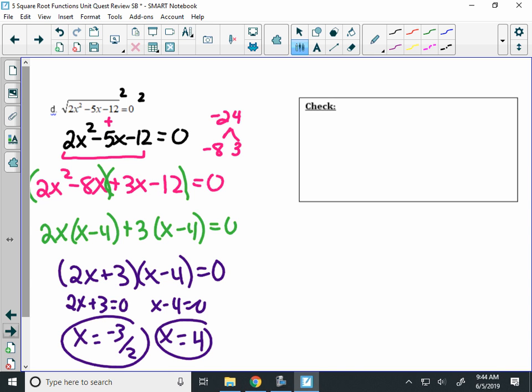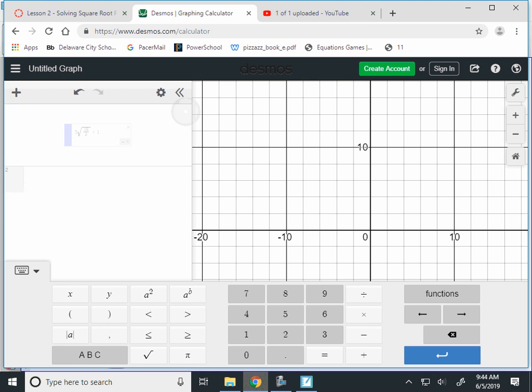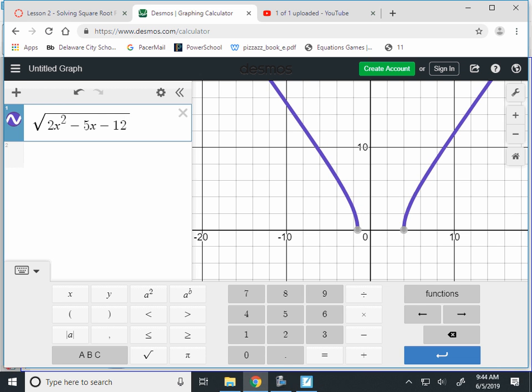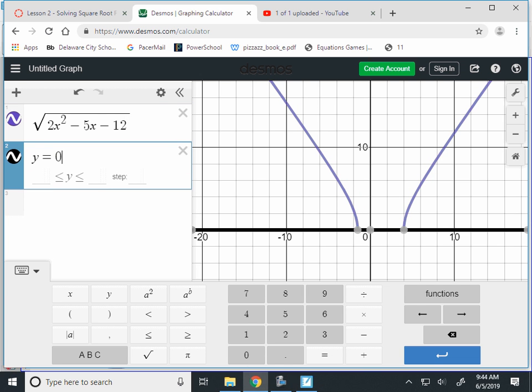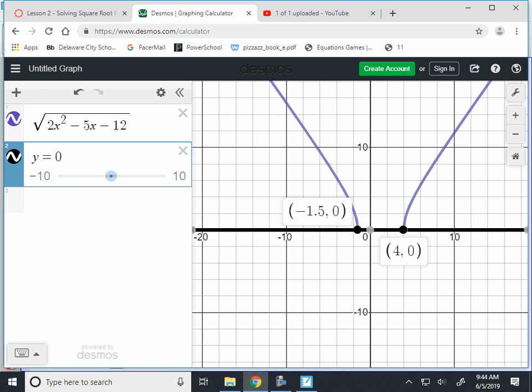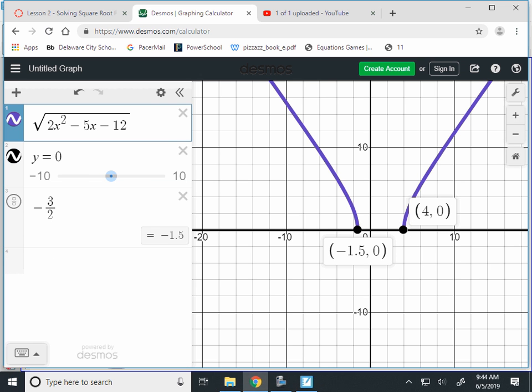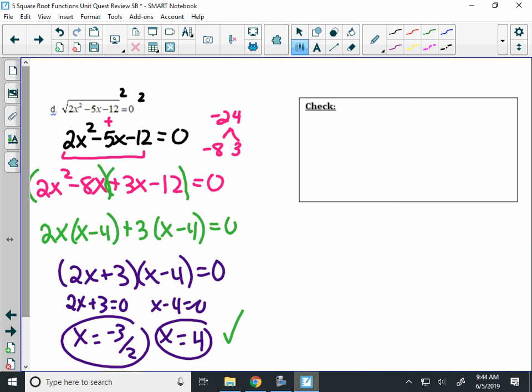So I have to check my work. What I'm going to do is graph this in, so I don't have to type all that stuff in multiple times. I'm going to graph the original 2 equations and then see if those are where my graphs intersect. So I'm going to start here with the square root of 2x squared minus 5x minus 12. That's my first graph, and I want to know where that equals 0. Well, it looks like I have positive 4, which was 1, and negative 1.5. Well, negative 1.5 is what negative 3 over 2 is equal to. So since those intersect at those 2 points, those are actually both solutions. Right, and I just use Desmos to check.